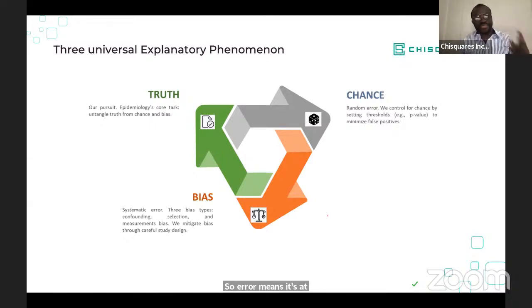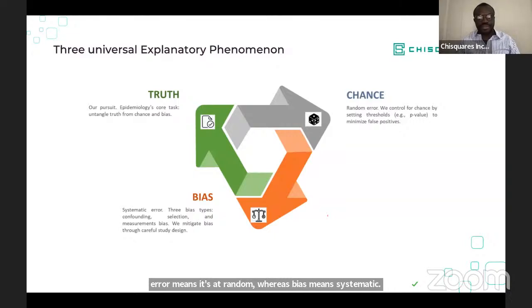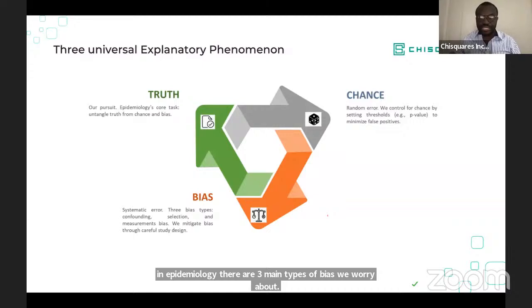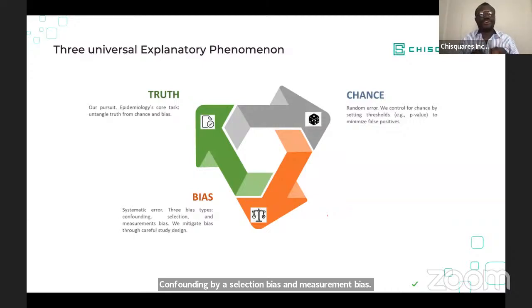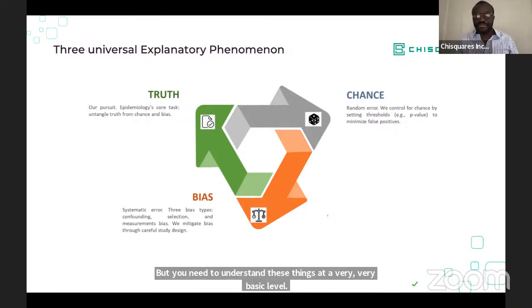Now, in epidemiology, there are 3 main types of bias we worry about: confounding bias, selection bias, and measurement bias. We'll talk about these in the next few slides, but you need to understand them at a very, very basic level to be able to do regression and interpret it well.